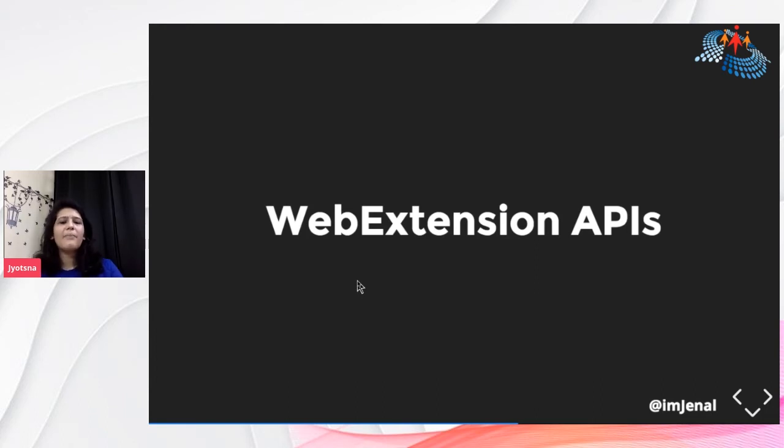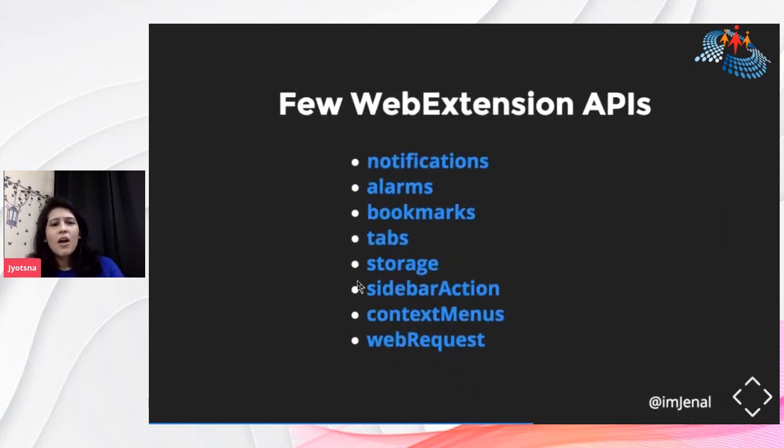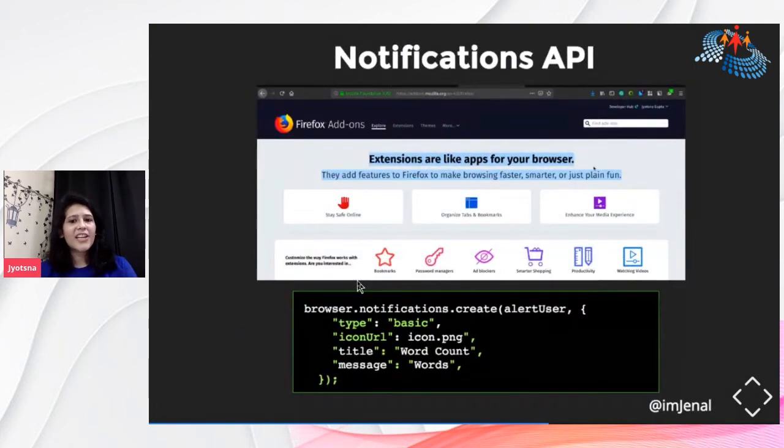And let's talk about the Web Extensions API, which I've already mentioned. Let's see what these APIs are. Let me start with a few examples: notifications, alarms, bookmarks, tabs, storage, sidebar action, context menus, web requests. These are very few, and I have provided just a few Web Extensions APIs to make you understand in layman's language, so that you can dig deeper and explore other APIs as per the add-on requirement. So let's see each one of them. This is the notifications API.